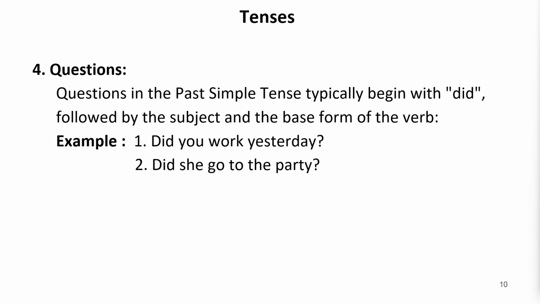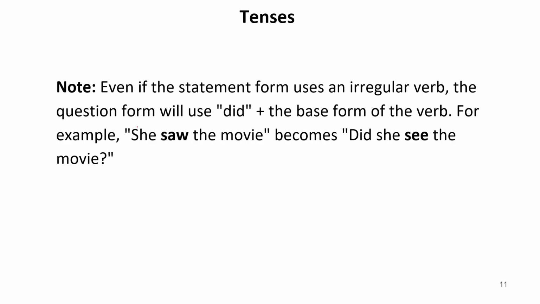So, all these sentences are of past indefinite tense. Even if the statement form uses an irregular verb, the question form will use did plus the base form of the verb. It means the first form of the verb. For example, she saw the movie becomes she see the movie. So any type of verb, if it is in second form in affirmative sentences, should be in verb second form. But if did is used, it should be written in base form or first form only.